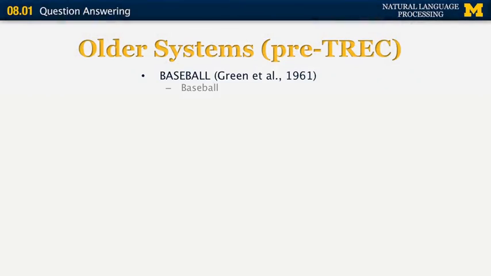Perhaps the first system that relates to question answering is the so-called baseball system, which was built a very long time ago in the 1960s. Its domain was questions about baseball statistics, and it had a very small vocabulary and a very small set of questions that it could answer. A second system, which is only marginally classified as a question answering system, is ELIZA, which was introduced by Weizenbaum in the mid-60s. It was a dialogue agent that simulates a psychologist, a therapist.